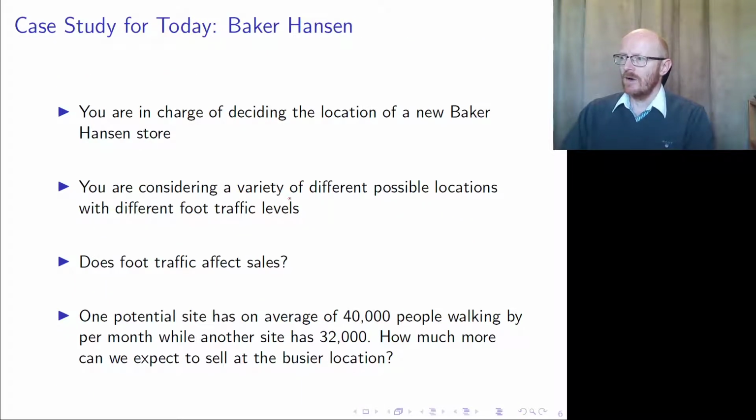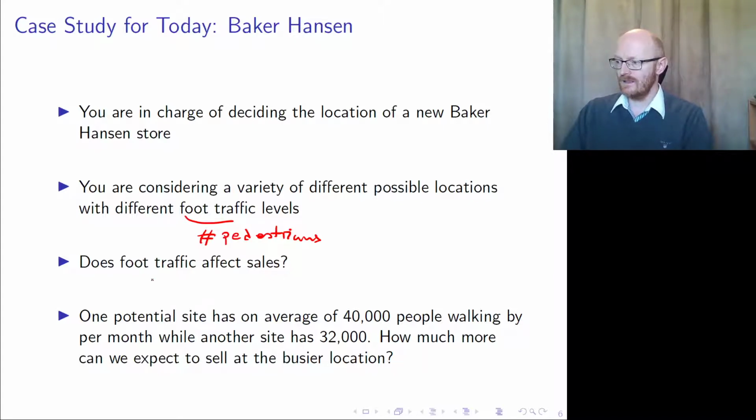So we have a case study for today, and that would be Bucket Hansen. You're in charge of deciding the location of one new store, okay? And you're considering a variety of different possible locations with different foot traffic levels, okay? And so this would be like pedestrians. The number of pedestrians, okay? So, does foot traffic affect sales?